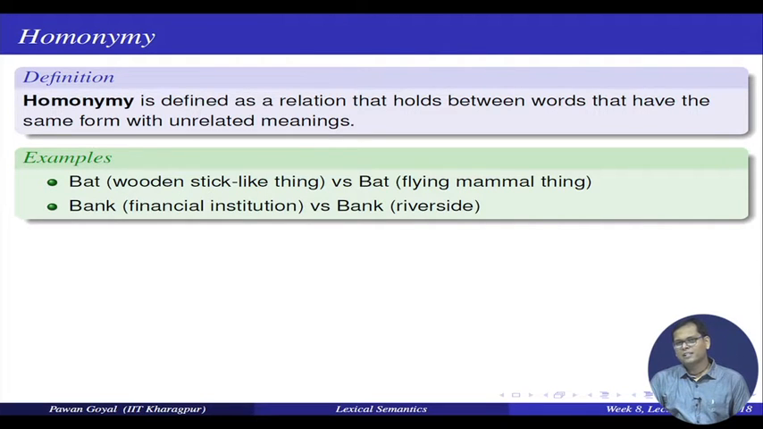So it might happen that in certain cases the orthographic form is the same and the meaning is different, or in some cases the phonological form is the same and the meaning is different. So they are called homonyms, but there are specific terms for both of these. They are called homographs if they have the same orthography, and homophones if they have the same phonological form.